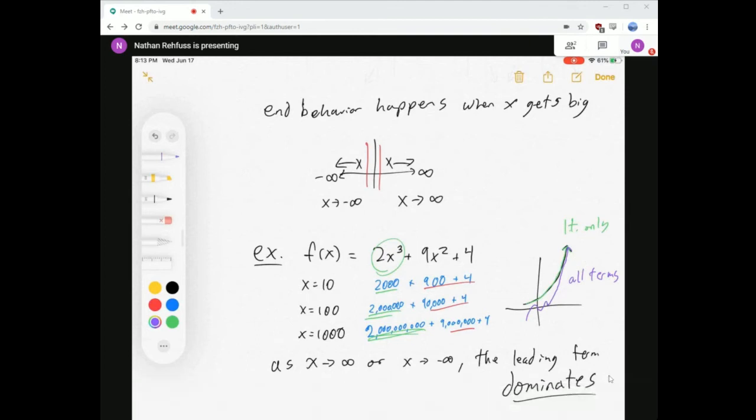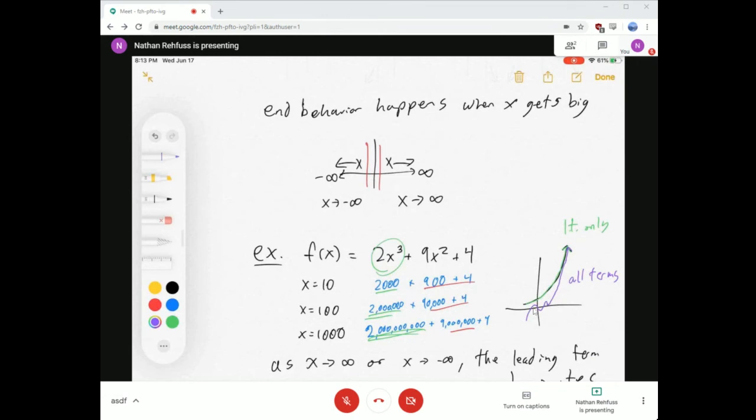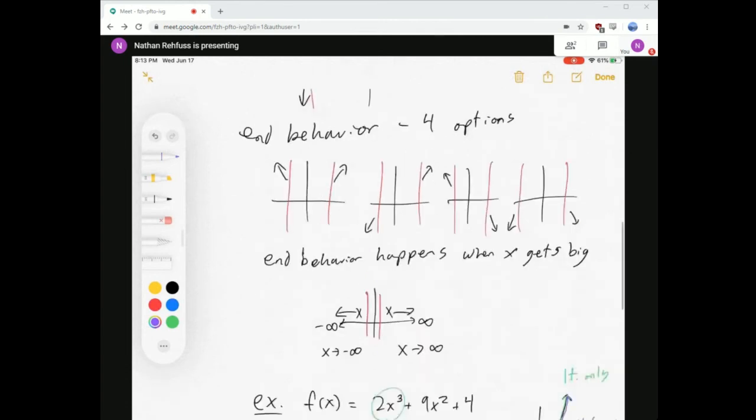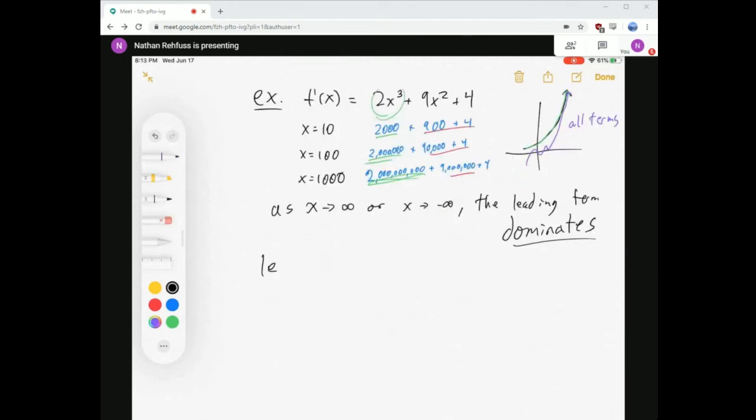So the moral of the story is, if you graph the leading term, you're going to get the local behavior wrong, but you'll get the end behavior exactly right. So all I have to do is figure out, what does the leading term do? And then I will know what my end behavior is. Now, the leading terms are really simple. The leading terms are just power functions. So the leading term determines the end behavior. And the leading terms are just power functions.